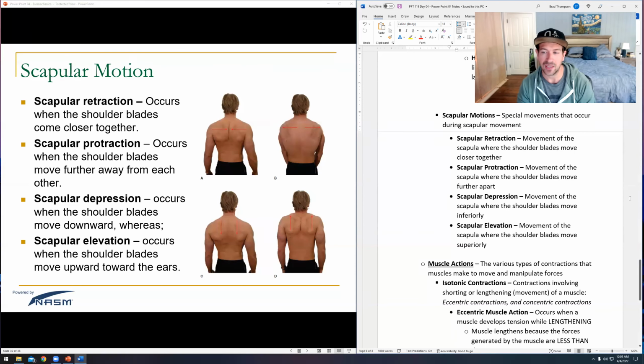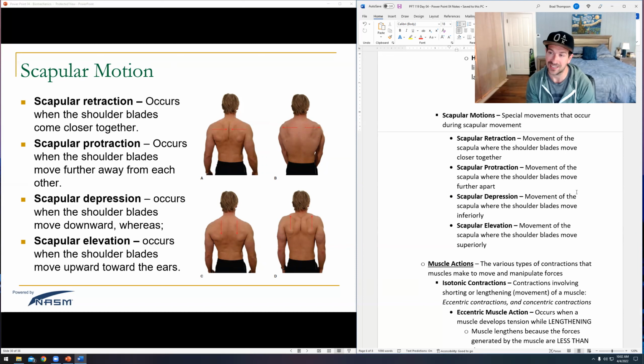Okay, so now we have to look at the scapula. These are not necessarily planes of movement or anything like that. These are just scapular motions. Your scapula is a very unique bone. It is situated at kind of a right angle, but it hangs off the body, and so it can move in all of these interesting ways.